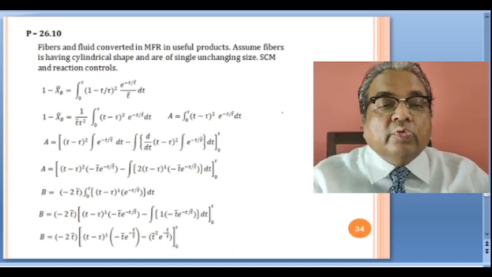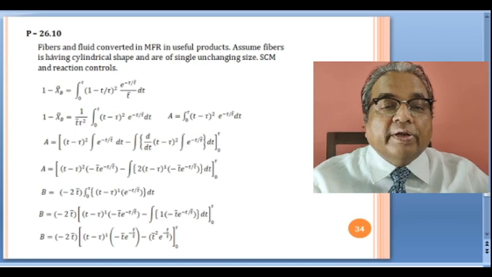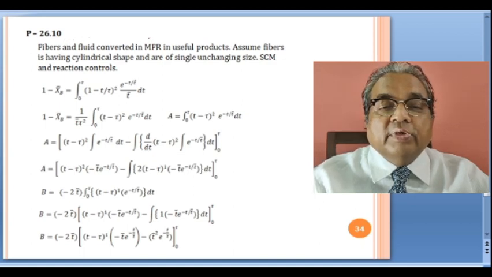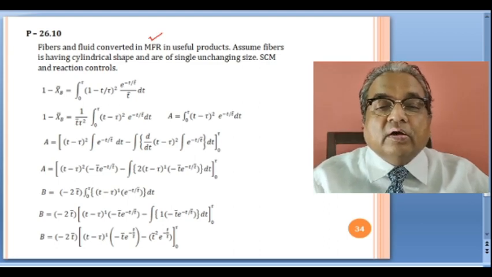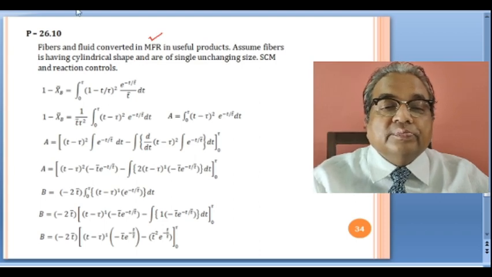Problem 26.10. So here, in a reactor, the fibers and the fluid are converted in a mixed flow reactor to give you useful products. So these fibers are waste, and if you react them with some fluid, it is supposed to give you useful products. Assume the fibers have cylindrical shape. So fibers are of cylindrical shape.